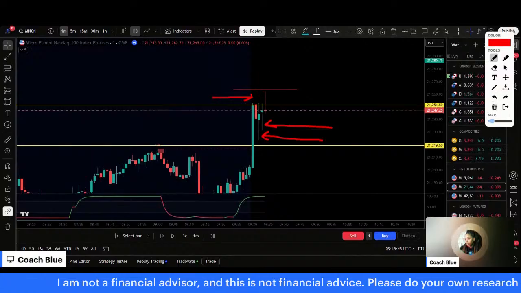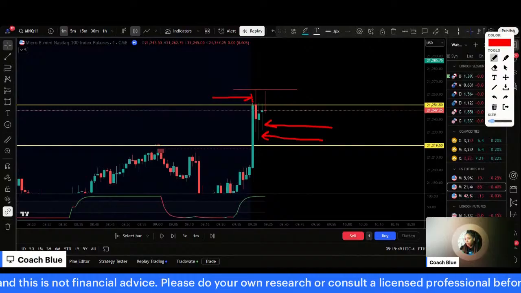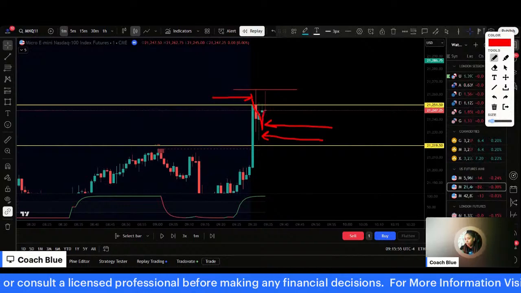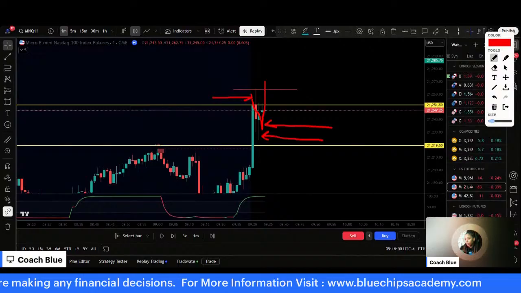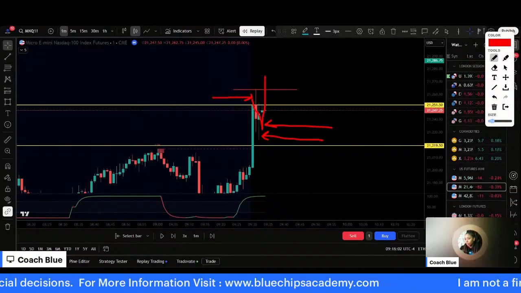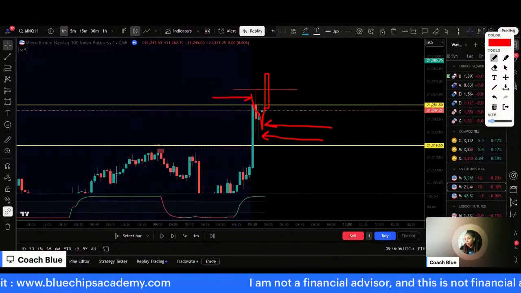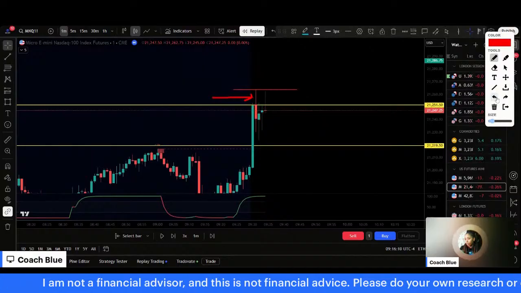Okay, so this is where you have to be patient, because sometimes the pullback will bring you all the way back down here, but there's no entry until it closes past where it pulled back. So this is where it pulled back. We want to see the candle close above this line here where it pulled back. Okay, so let's go look at the breakdown of that.